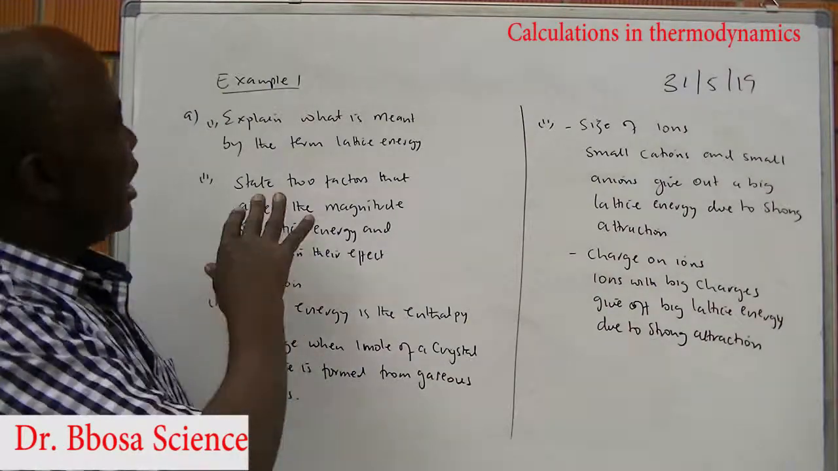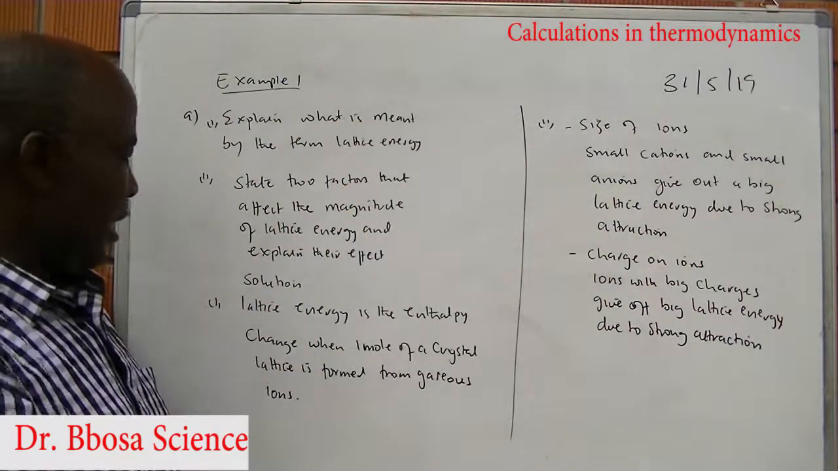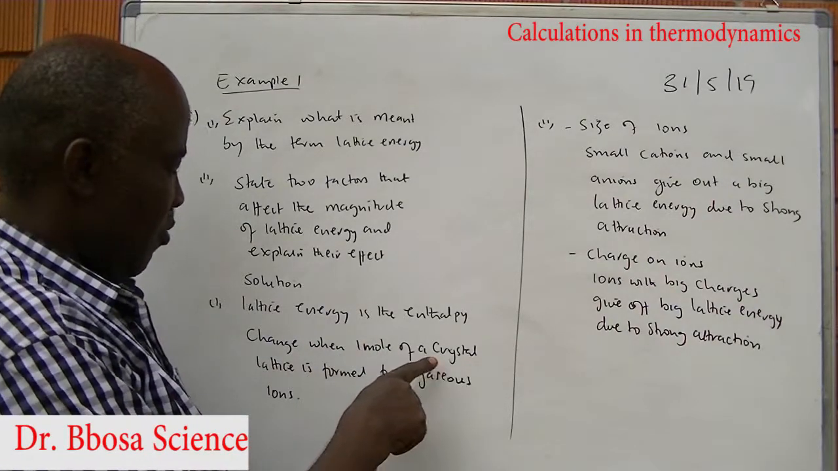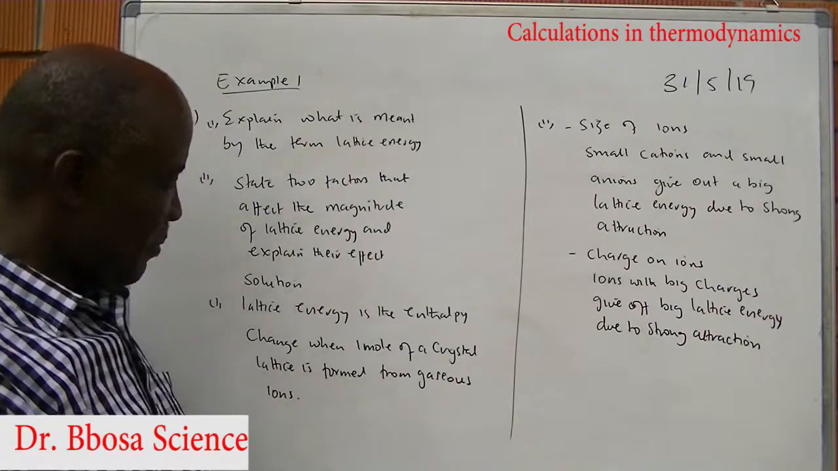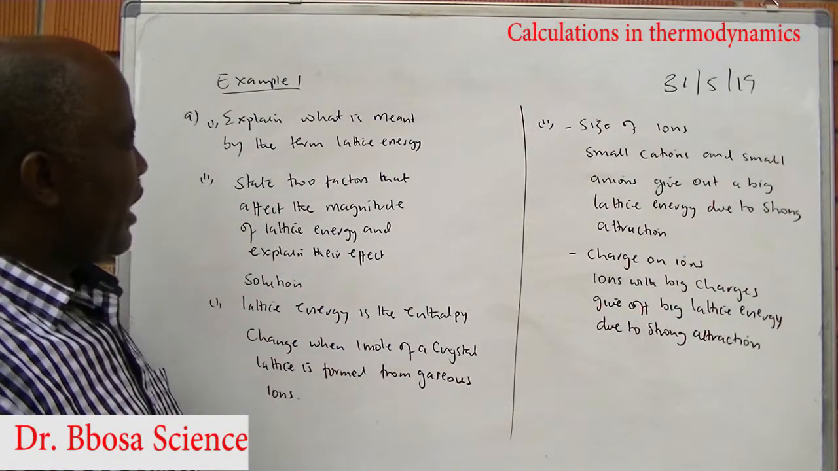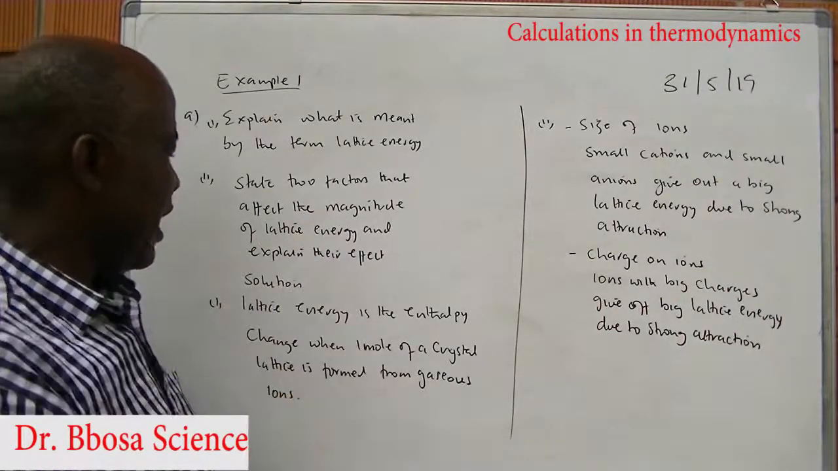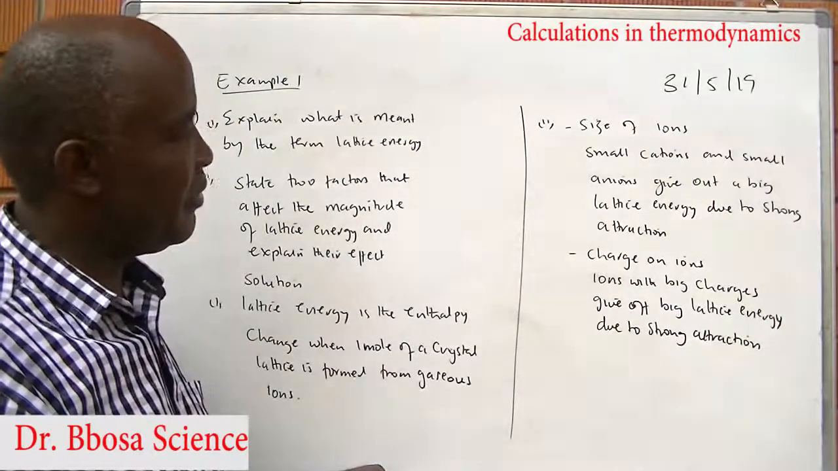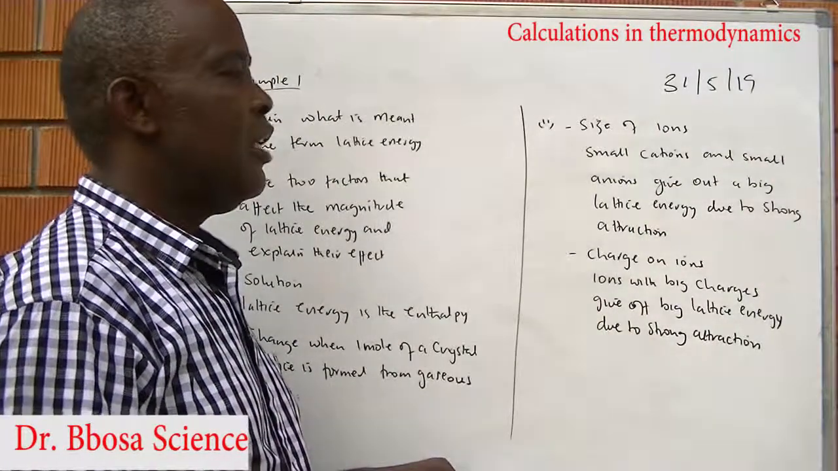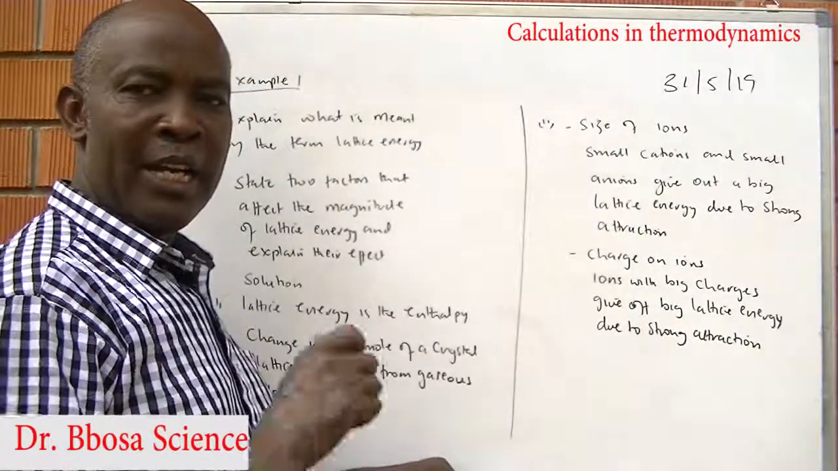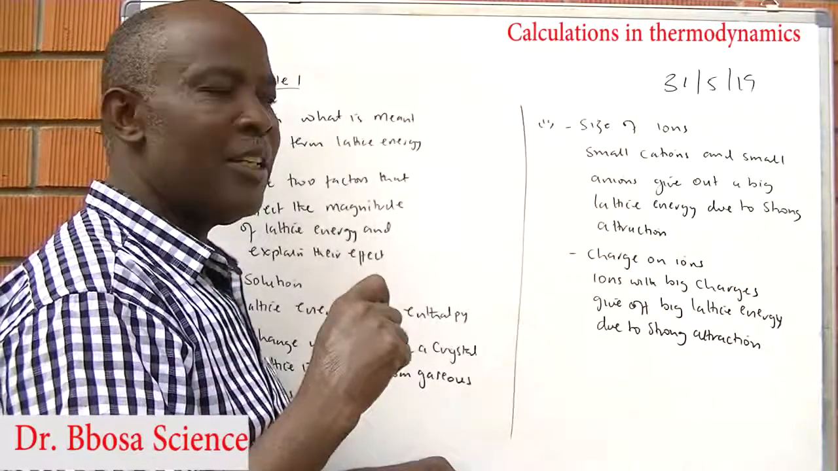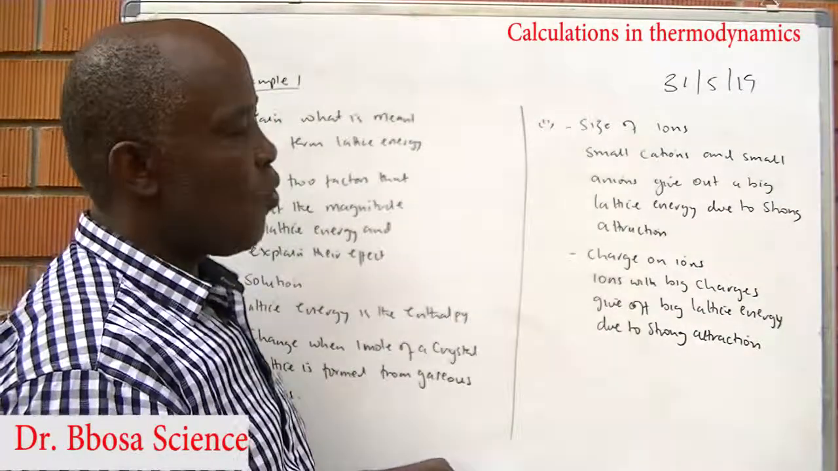Example one. Explain what is meant by the term lattice energy. We recall that lattice energy is the enthalpy change when one mole of crystal lattice is formed from gaseous ions. Then two, state two factors that affect the magnitude of lattice energy and explain their effect. One, small cations and small anions give out big lattice energy due to strong attraction. When the cation is small and the anion is small, then they form strong attraction, giving out a big quantity of lattice energy.